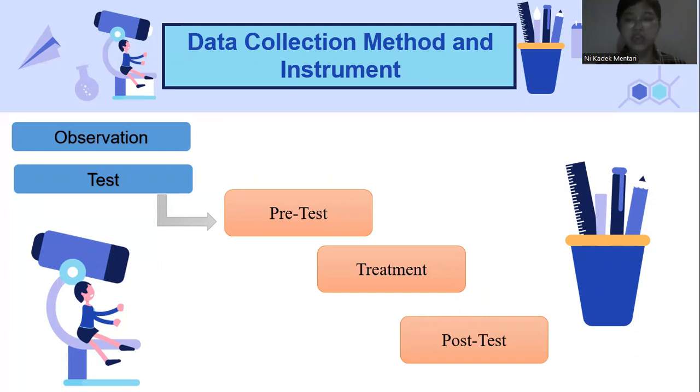And then the test is used to determine the effect of YouTube as a learning medium in improving students' speaking ability in the era of Industry Revolution 4.0, especially at SMA Negeri 3 Singaraja. The test is carried out in two stages. In the first stage, a pre-test was carried out before treatment, and in the second stage, a post-test was carried out after treatment.